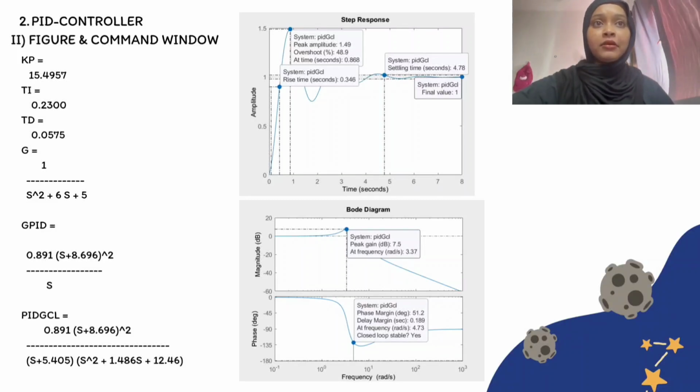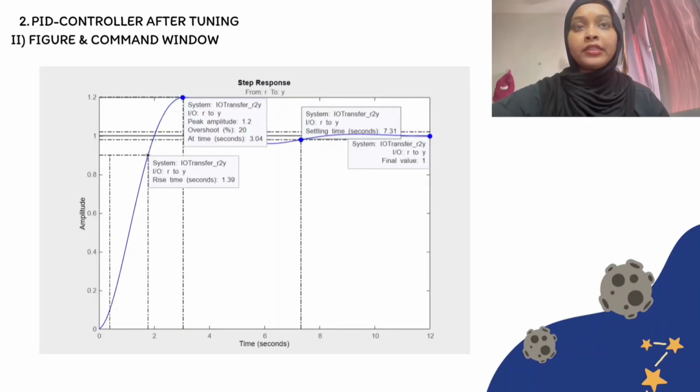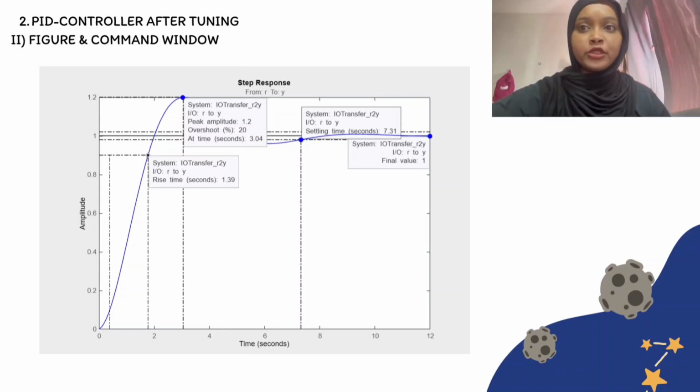And just like we can see for the step response of GPID closed loop, the overshoot is quite high, which is 48.9%, and the ESS is already good. But we can improve this by tuning this K, which is 0.891, into a smaller value. So this is the step response for the PID controller. After we tune it, we change the gain to 0.086. So we get the overshoot of 20%, the rise time is 1.36, and the settling time is 7.31.